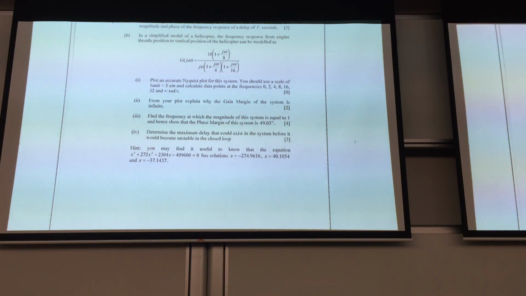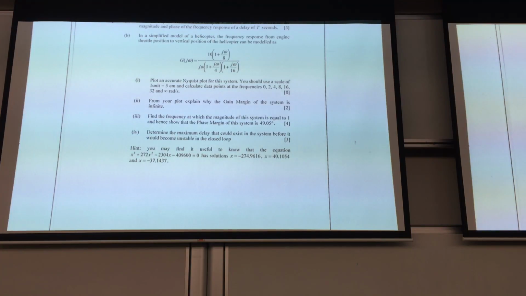And what happened here is you can actually work backward to find out at this frequency what is the phase, right? You need to know the phase angle. From the phase angle, you take the phase angle minus 180 degrees. That means you plus 180 degrees, you will get your phase margin. Because here they ask you to show that the phase margin of this system is 49.05 degrees. Okay, so you need to do that.